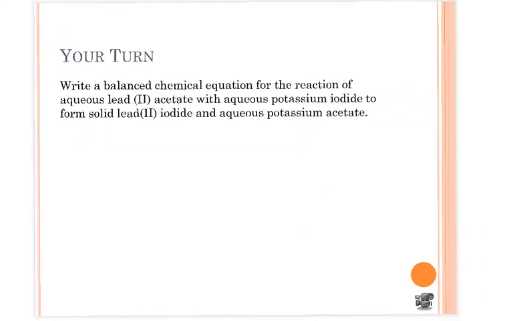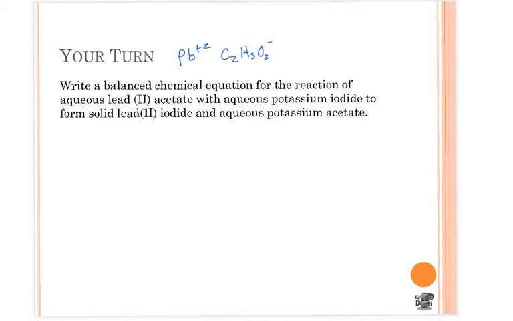Write a balanced chemical equation for the reaction of aqueous lead-2 acetate with aqueous potassium iodide to form solid lead-2 iodide and aqueous potassium acetate. Okay, lead 2 and acetate has the formula C2H3O2, and it's got a negative charge. That's why I made you memorize all those, remember? Because we build on it. We're going to use them over and over again.